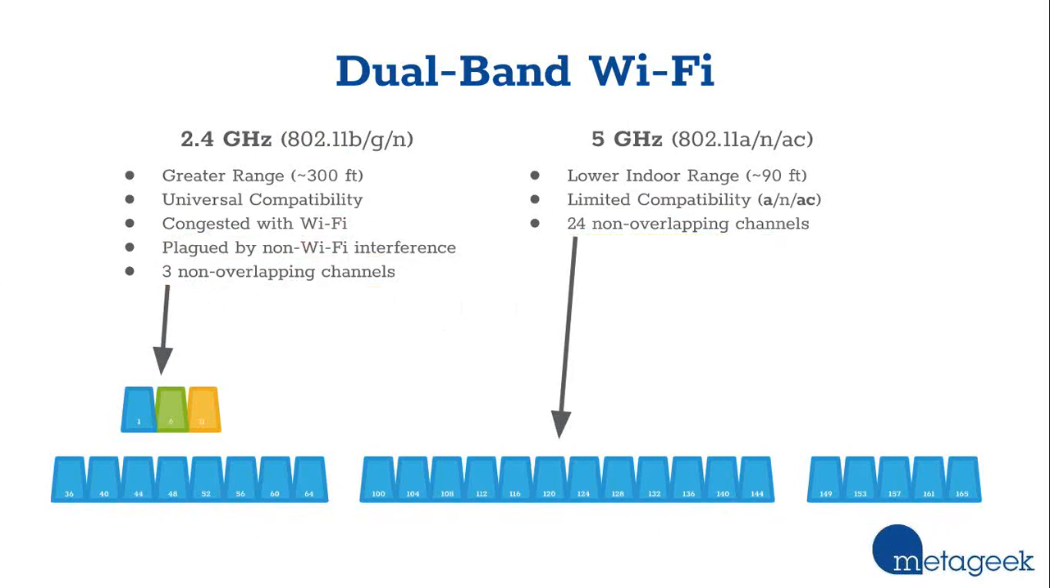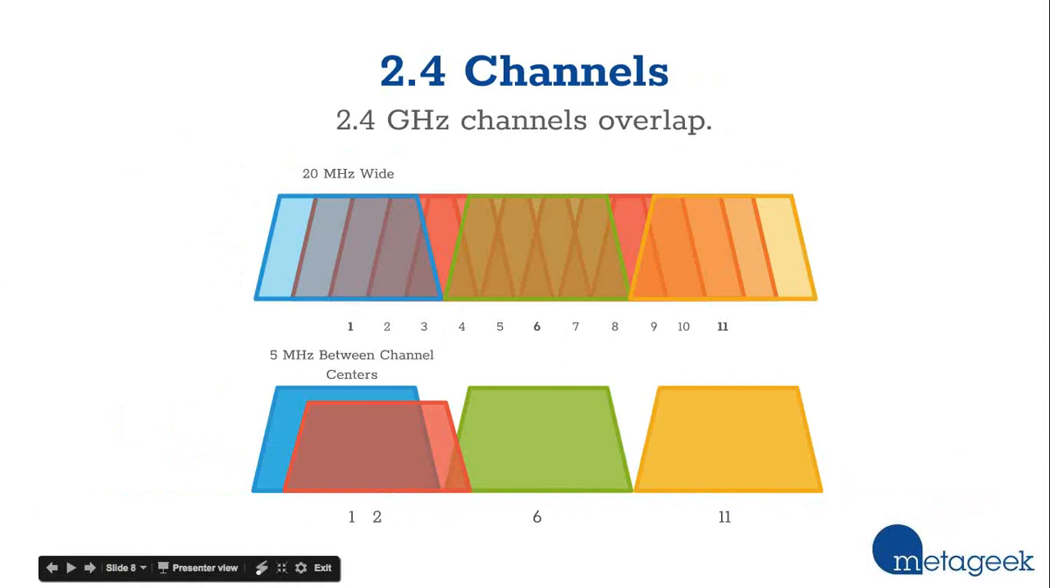Now, one thing you might be thinking to yourself is, okay, hang on a second, Joel. You're telling me that there's only three channels in the 2.4 gigahertz band. I've configured a few access points and routers in my day. Pretty sure there's more than three channels in 2.4. Well, you're right, but here's the problem.